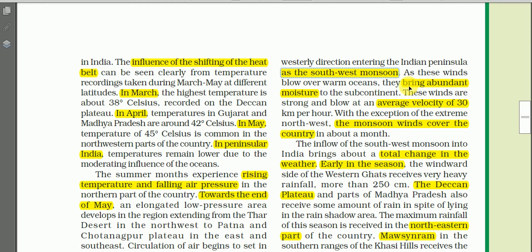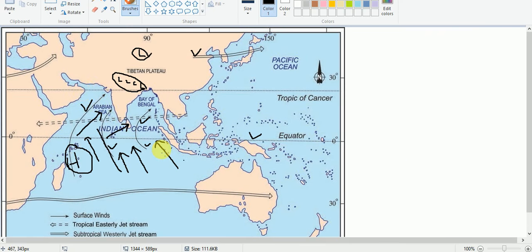As these winds blow over the warm oceans, they bring abundant moisture. So we have learned that this southwest monsoon wind blows over the warm tropical oceans and seas, and that is why it brings lots of water vapor, causing abundant rainfall over the Indian subcontinent.